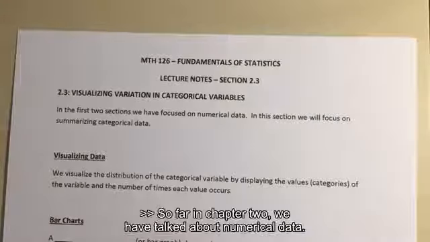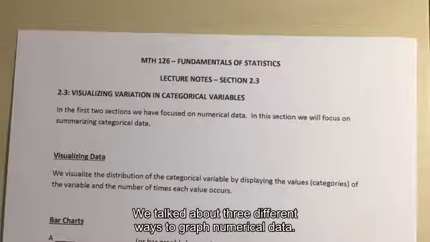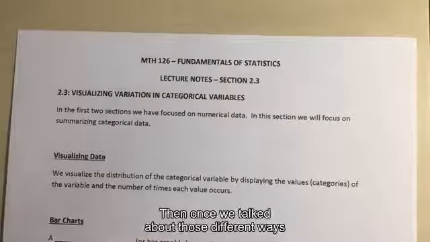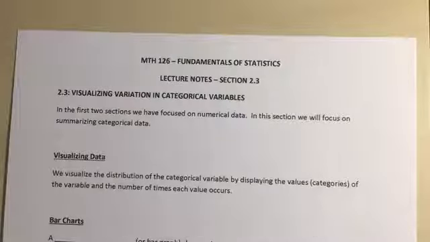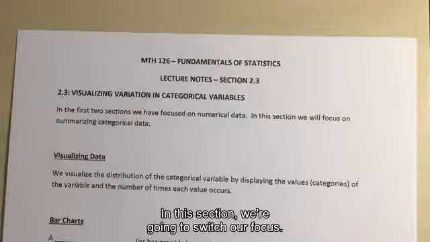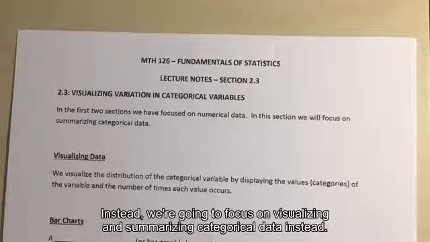So far in Chapter 2, we have talked about numerical data. We talked about 3 different ways to graph numerical data, and then once we talked about those different ways of graphing, we talked about different ways of summarizing that numerical data. In this section, we're going to switch our focus. Instead, we're going to focus on visualizing and summarizing categorical data.